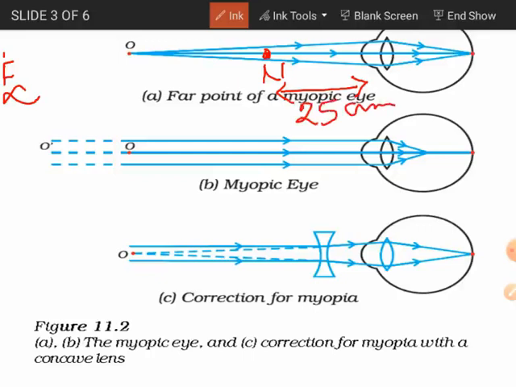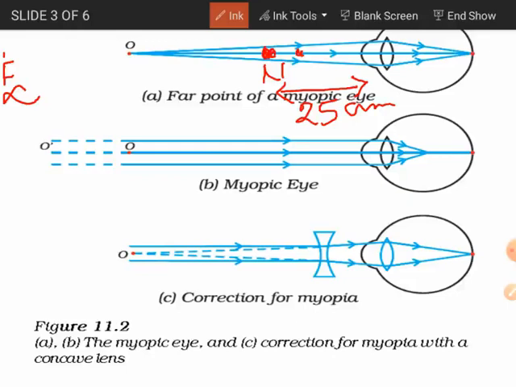You can no doubt see very clearly even when the object comes a little closer than 25 centimeters, but there will be a strain in your eye. So without any strain, that means without using your ciliary muscles, the shortest distance that can be seen very distinctly, that point we call the near point.